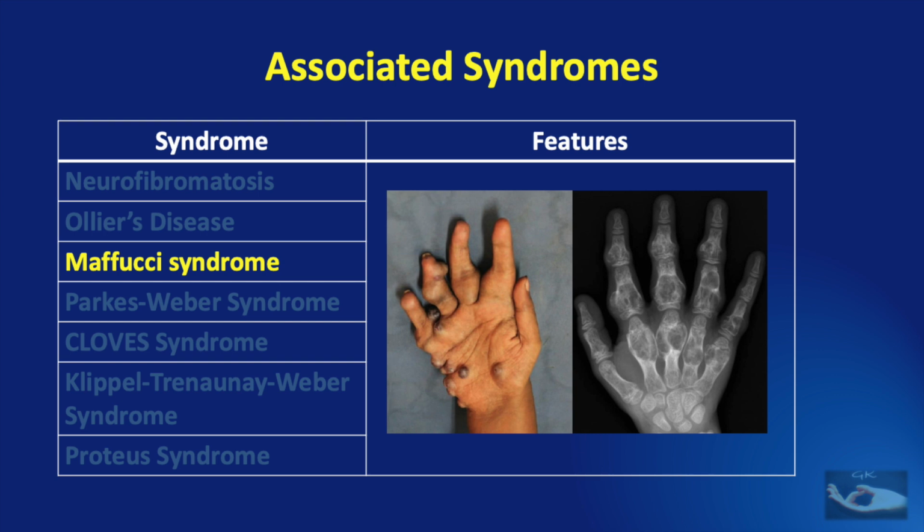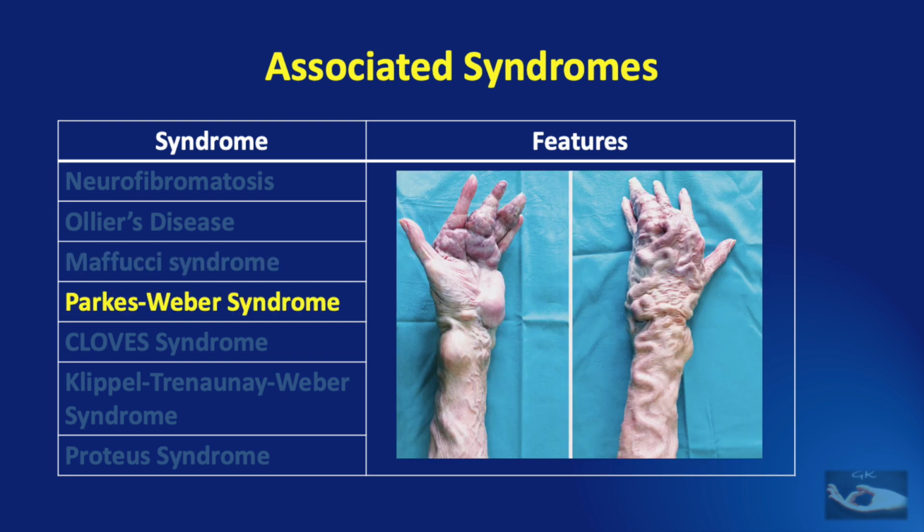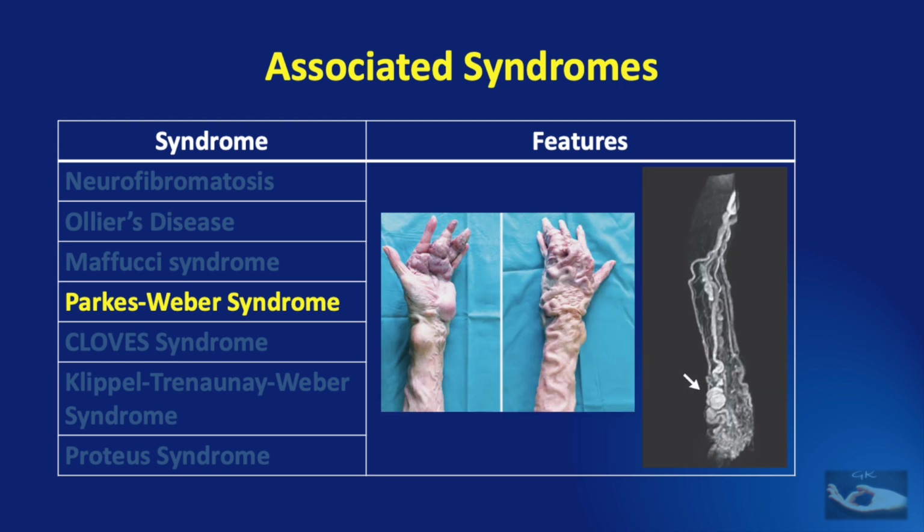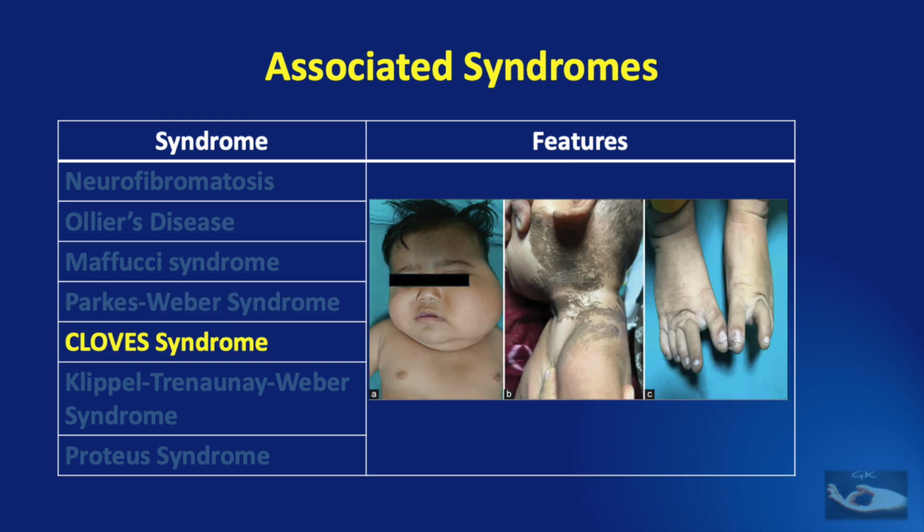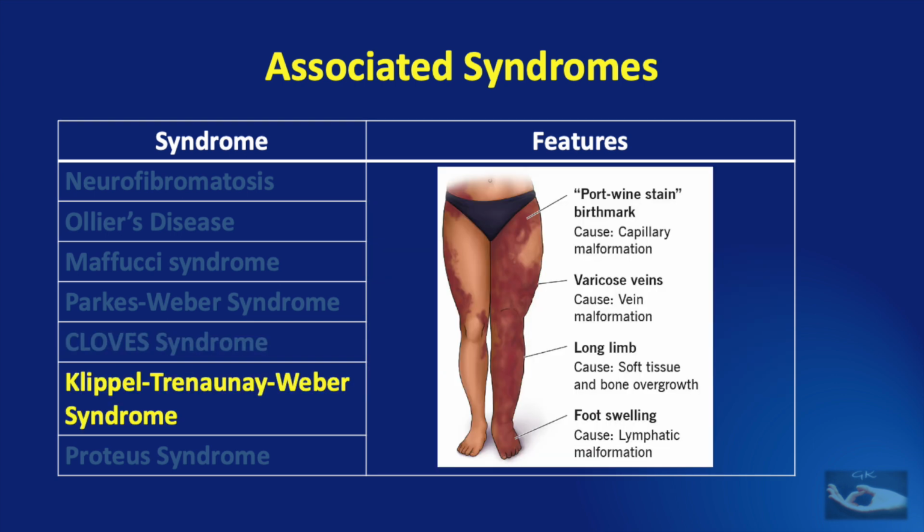In Maffucci syndrome, multiple enchondromas will be seen along with hemangiomas. In Parkes-Weber syndrome, limb hypertrophy, length discrepancies, capillary malformations and arteriovenous malformations will be the features. In CLOVES syndrome, which stands for congenital lipomatous overgrowth, vascular malformations, epidermal nevi and scoliosis or spinal deformity. In Klippel-Trenaunay-Weber syndrome, cutaneous hemangioma, atypical varicose veins and hemihypertrophy will be the feature.